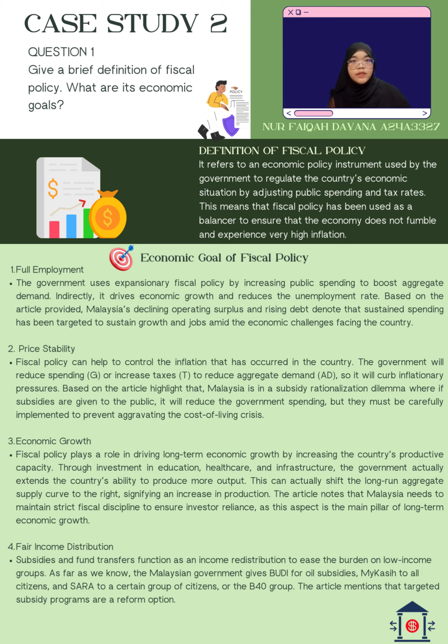The fourth goal is fair income distribution. Fiscal policy isn't just about big macroeconomic numbers, but also making sure everyone feels the benefit, especially the lower income groups. Malaysia does this through programs like BUDI, MyKasih, and SARA, which help the lower income group directly.